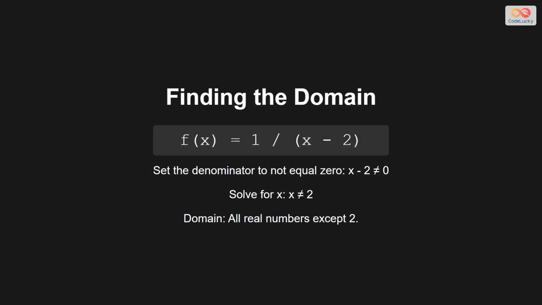Let's work through an example. Consider the function f of x equals 1 divided by the quantity x minus 2. To find the domain, we set the denominator not equal to 0. So, x minus 2 cannot be 0. Solving for x, we find that x cannot be 2. The domain is all real numbers except for 2.